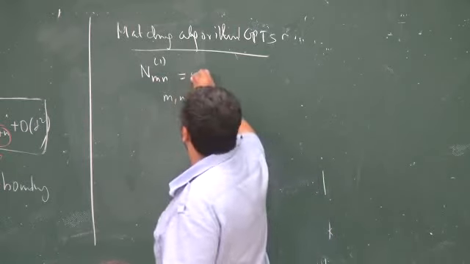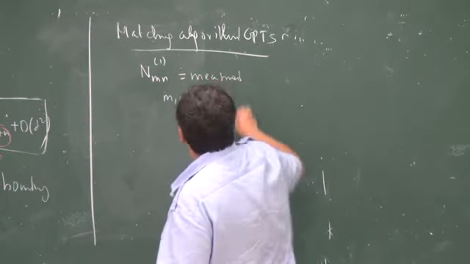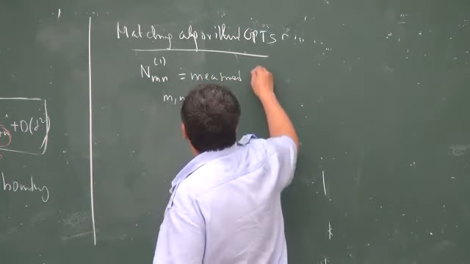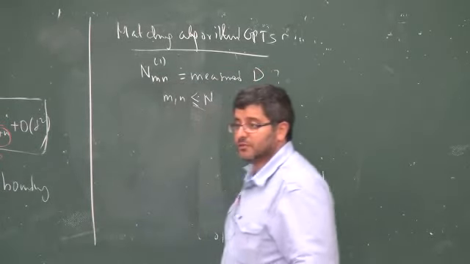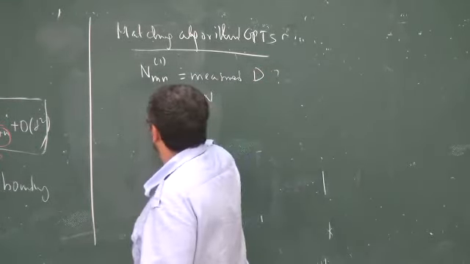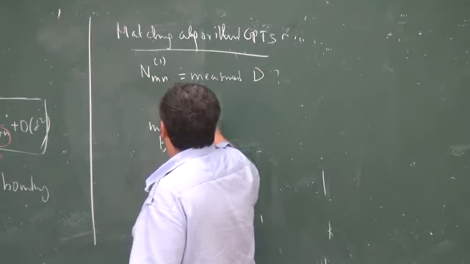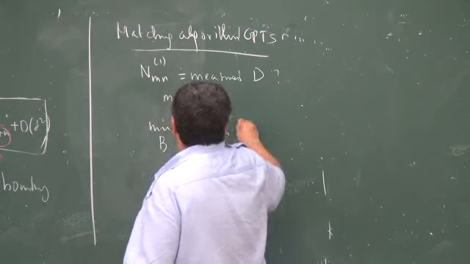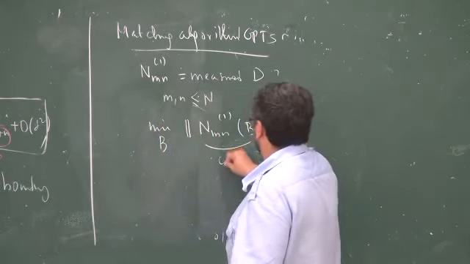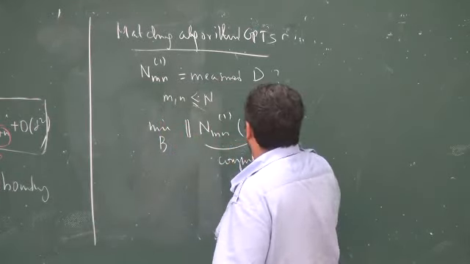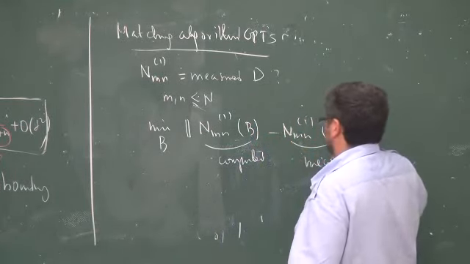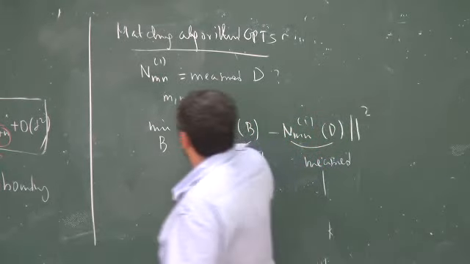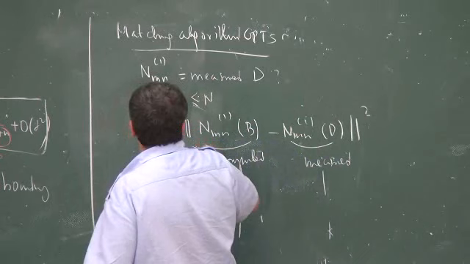This is measured. It corresponds to some domain D, and we want to find D. One way is just to minimize over B the difference between N_mn^1 for B, which is computed, minus M_mn^1 from D, which is measured. And we minimize over all m, n smaller than N.